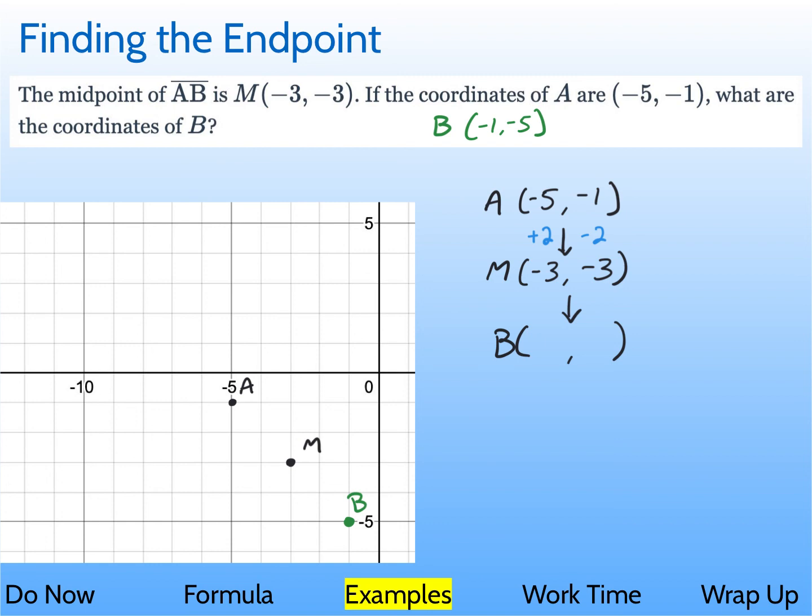So you do the same thing to the x and the y coordinates again. So you just add 2 and subtract 2. And you get (-1, -5), just like we saw before.